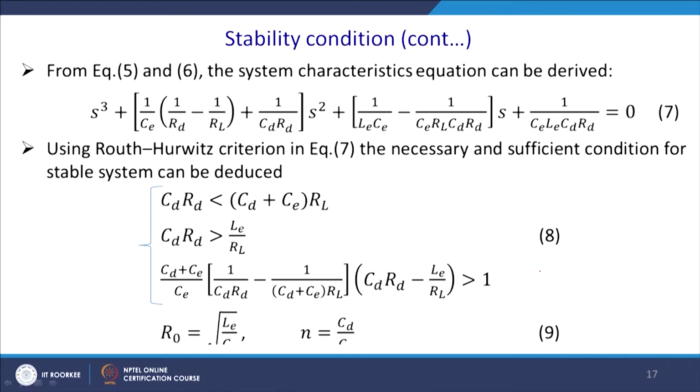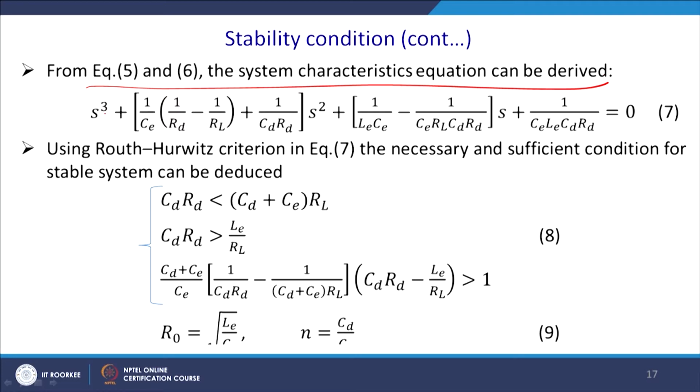Now, for the stability analysis, from this state space equation we come to the transfer function model, and thus we get this characteristic equation, which is essentially the denominator. This is a characteristic polynomial, and we have to analyze the stability by analyzing this characteristic polynomial.